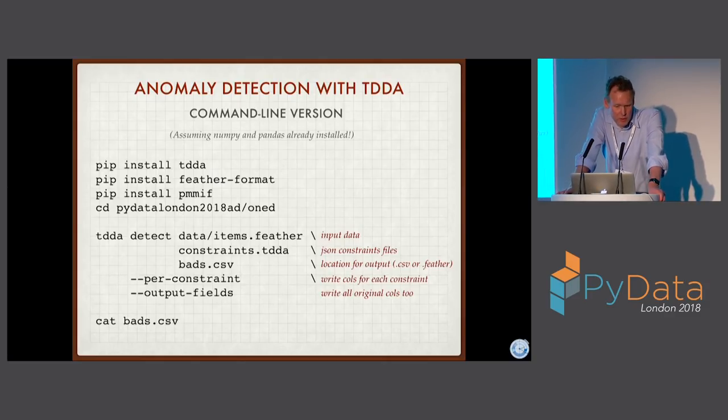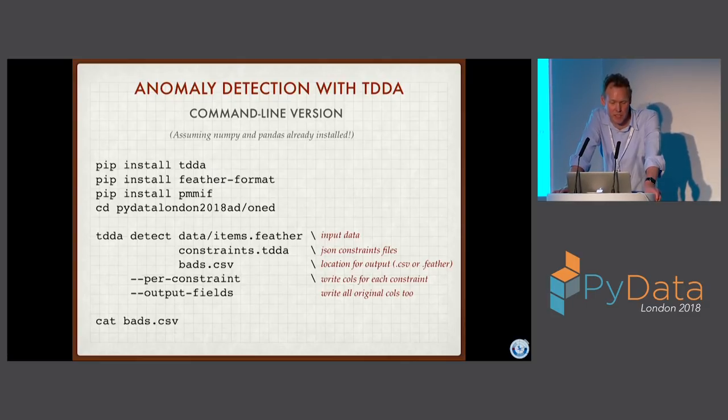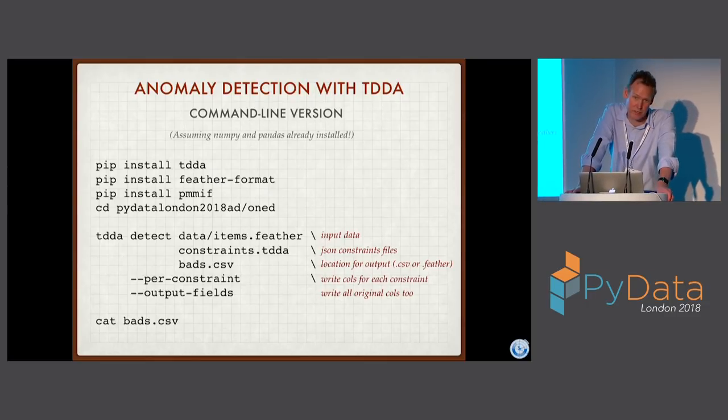When you install the TDDA library, it installs the TDDA command, and the TDDA command has three main variants: TDDA discover, which is used to construct constraints files from data. We'll look at that in a minute. TDDA verify, which is used to check a set of data en masse against a set of constraints, and TDDA detect, which is used to actually find the records that violate the constraints in the file and spit them out.